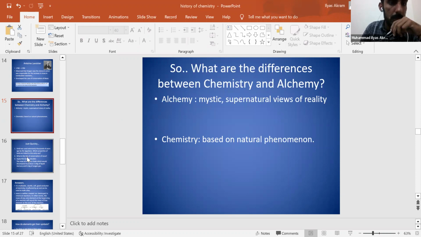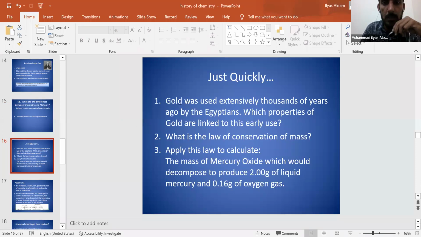And now we have just a few questions. Gold was used extensively thousands of years ago by the Egyptians. Which properties of gold are linked to this early use? They used gold as a solvent. So what are the properties of gold that make it productive for the use of such processes?